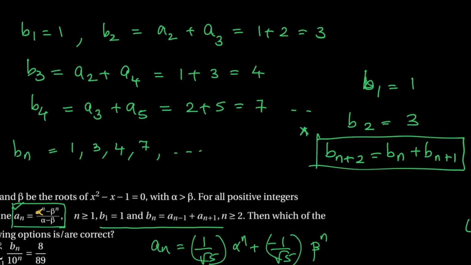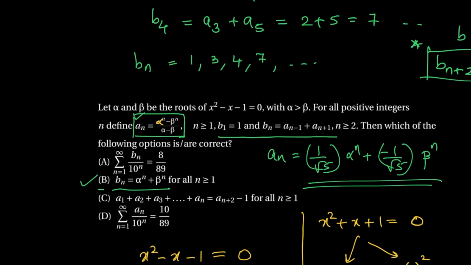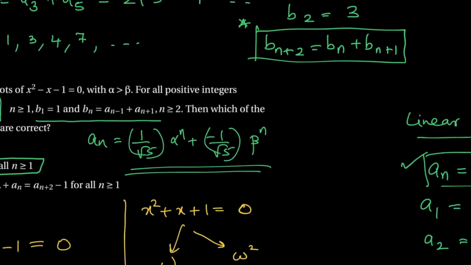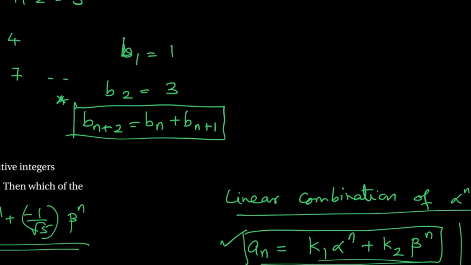So there is a hint that Bn can also be written as a linear combination of alpha power n plus beta power n. And obviously, when you look at option B, it talks about a linear combination of alpha power n plus beta power n. So we need to verify whether it is true or not. Okay, so let's try to do it.